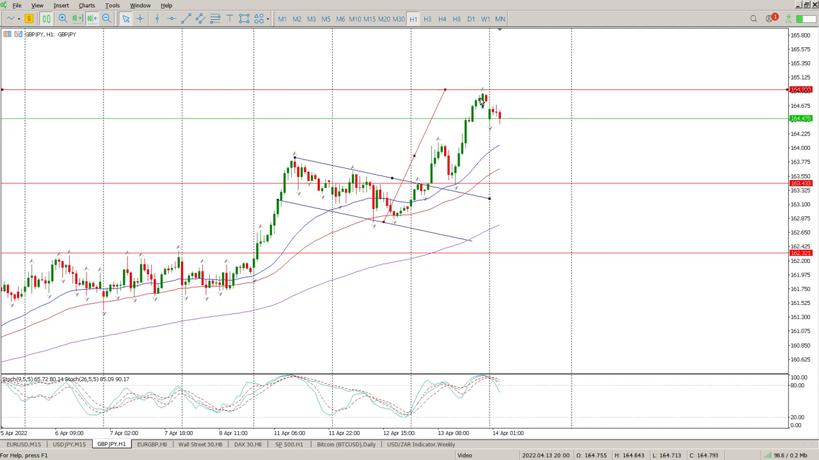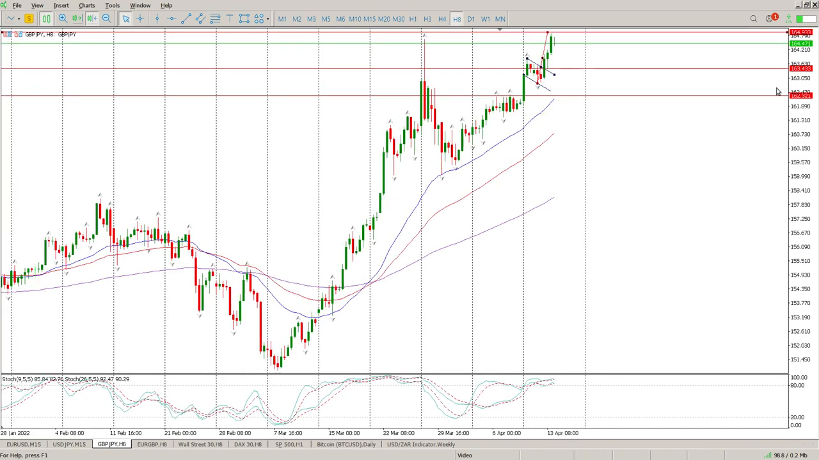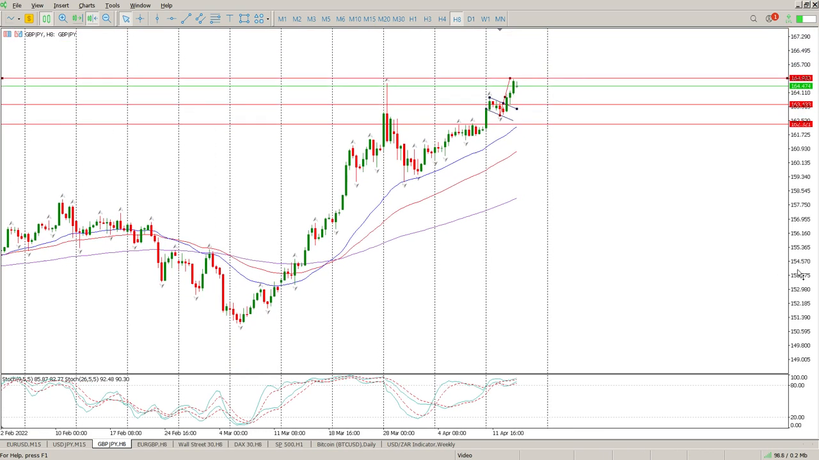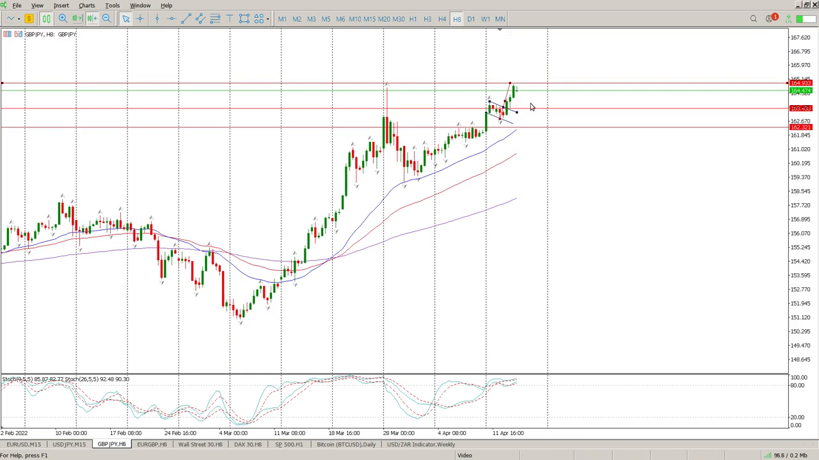The measured move has played out as far as I'm concerned. You're probably going to have a second attempt at it. That was the flag. Sorry, I'm on the hour at the moment, but let's get to the 8 hour. Nothing really changes on the 8 hour. We're looking for that level. We've basically tagged it.